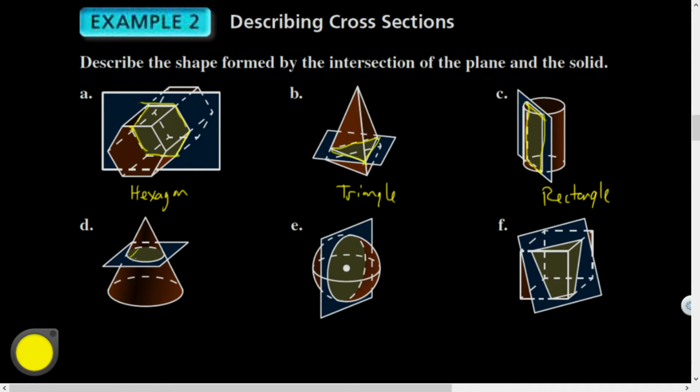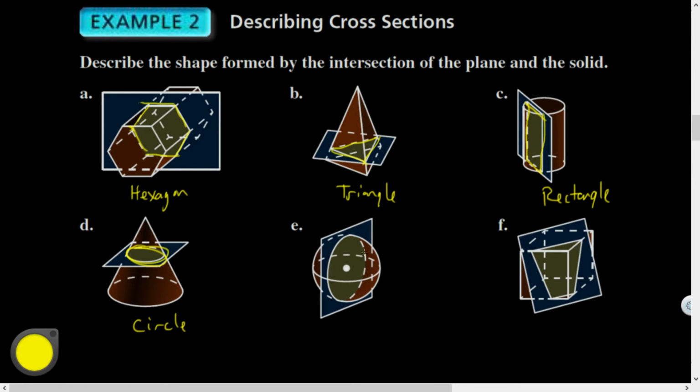Horizontal slice. Well, it could. If I horizontally slice this, this would be a circle, if this is a circular cone. What if it is slightly angled? Then it would be elliptical. An oval would be another way to describe an ellipse, perhaps.